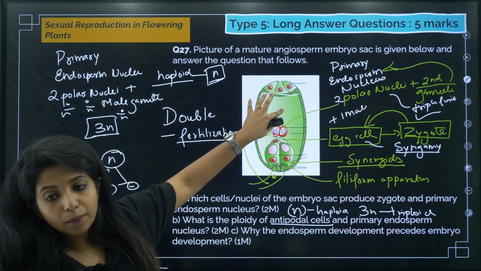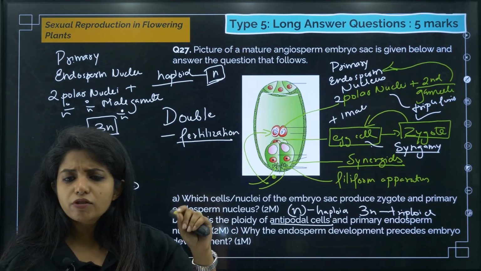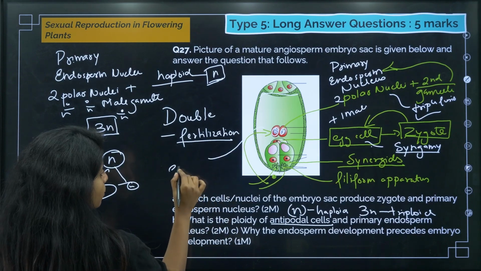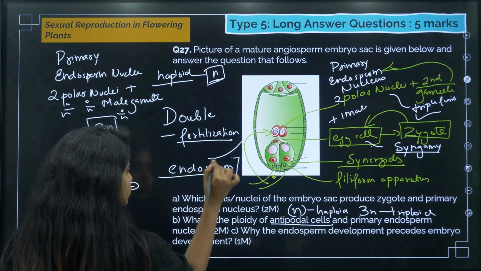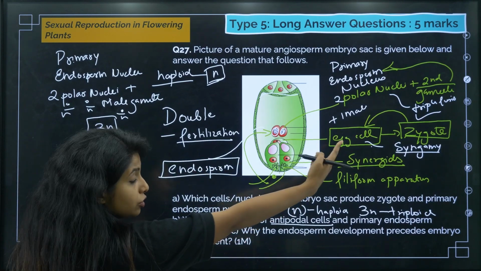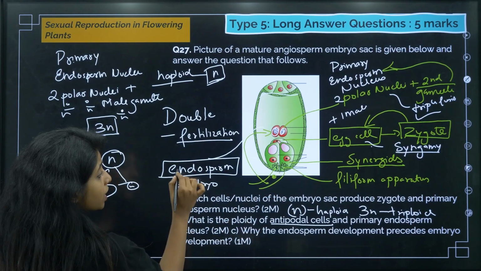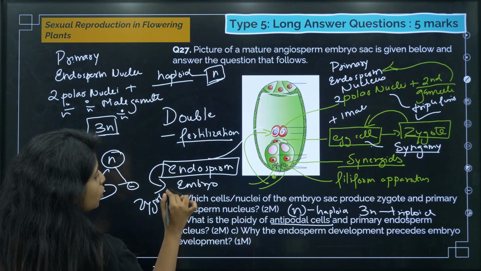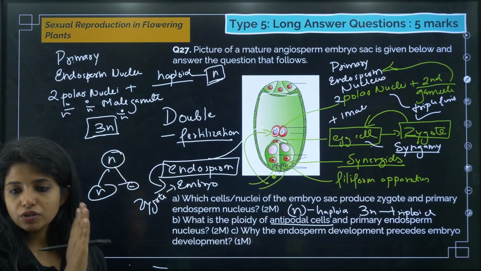So over here I said primary endosperm nucleus forms. This primary endosperm nucleus will undergo repeated division and then later form the endosperm. This will form the endosperm layer. Why do you think that endosperm forms first, and then the zygote, which is already formed, forms the embryo? Why is it so? Because the endosperm is the one that will provide nourishment for the zygote to actually form the embryo. That is why the endosperm forms first.